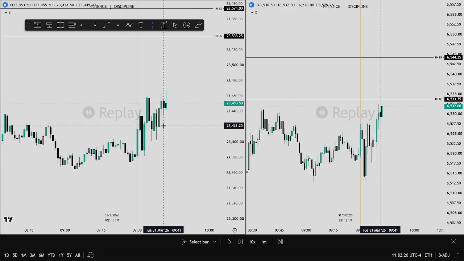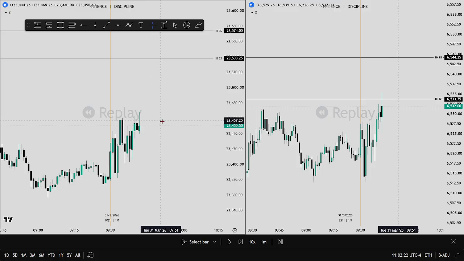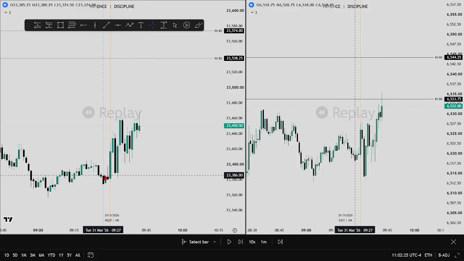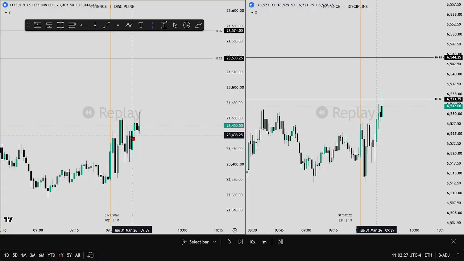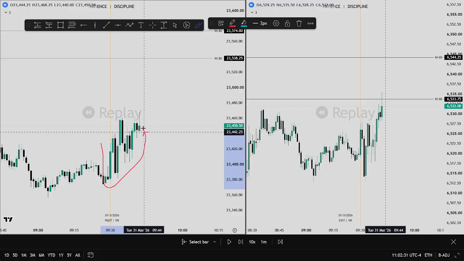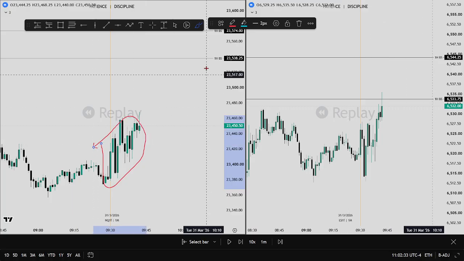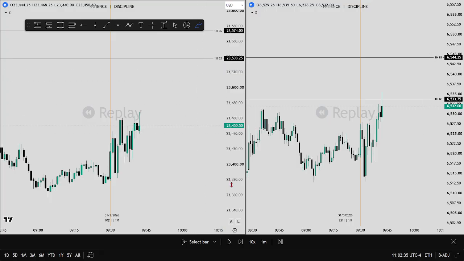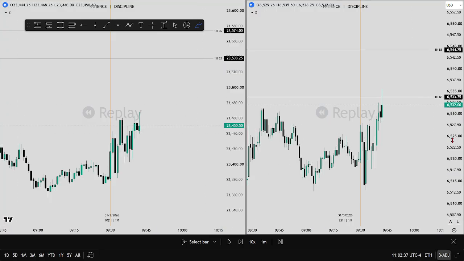You understand? So from here, I look for an inversion fair value gap on the Nasdaq, but you can see that there is no inversion fair value gap in this area here. There is no inversion fair value gap in this area here. Do you understand? So we wait. Again, most of the time in this industry, all you are doing is just waiting. So you wait, you keep on waiting.